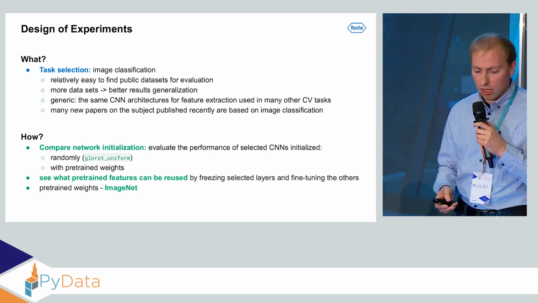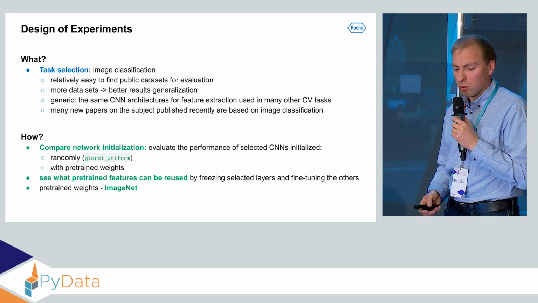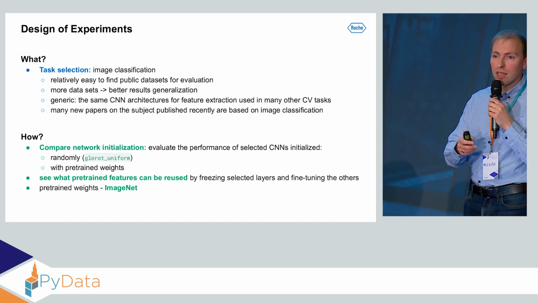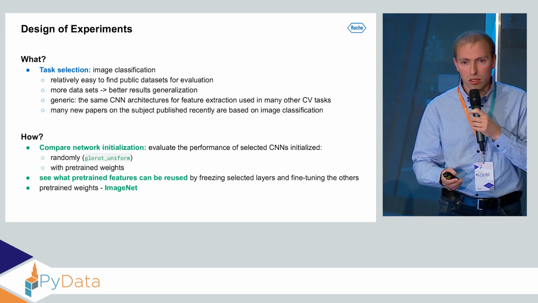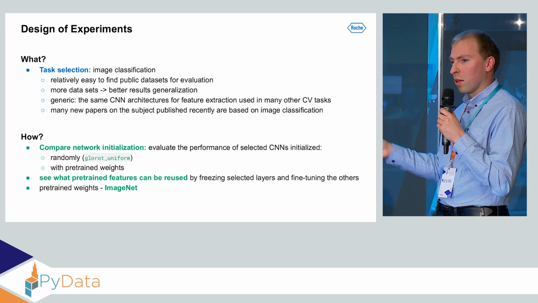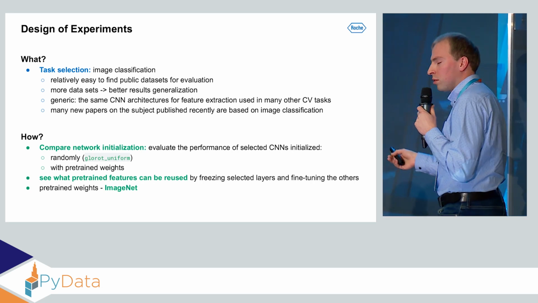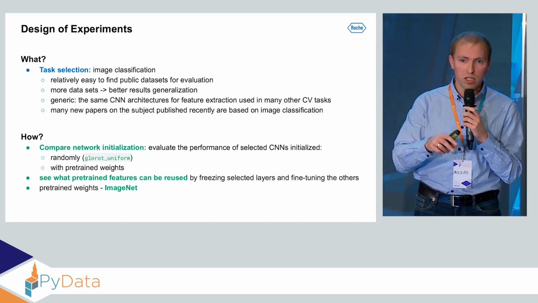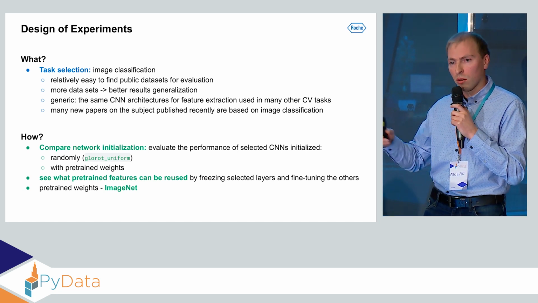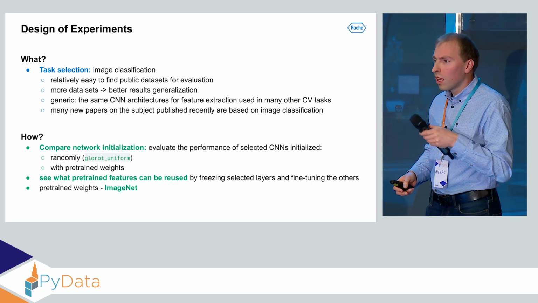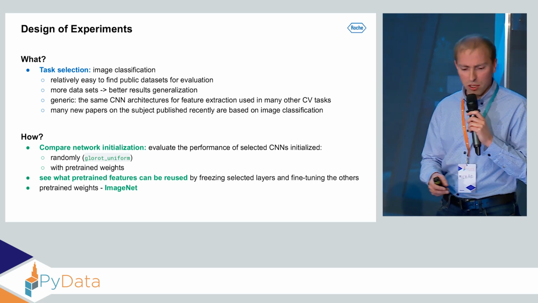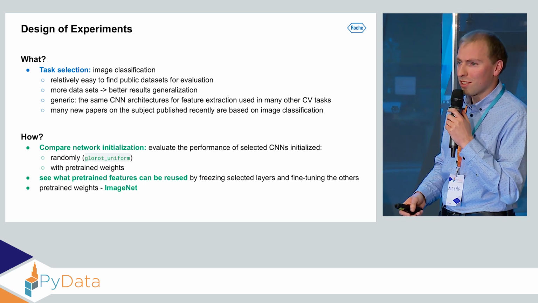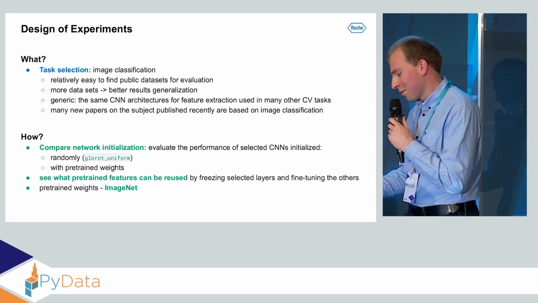In the second experiment, we would like to see whether the pre-trained weights can actually be reused as they are or not. We'll be trying to achieve that by freezing selected parts of the pre-trained network and fine-tuning the others, just to see whether the features from those frozen layers can be directly reused, and what's the impact on the model performance. One note here is that whenever I mention pre-trained weights, I actually refer to the ImageNet weights, which is de facto a standard in computer vision now.